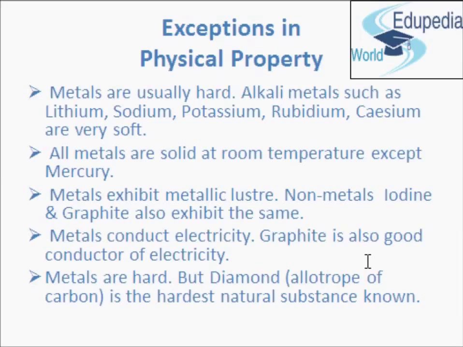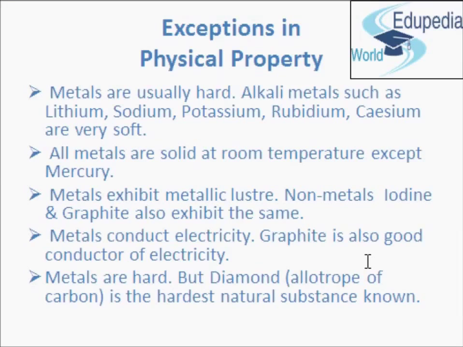The alkali metals exhibit low melting point and low density. The second point is all metals are solid at room temperature except mercury, which is liquid at room temperature. Two metals such as gallium and caesium also exhibit very low melting point. They melt when kept on the palm.